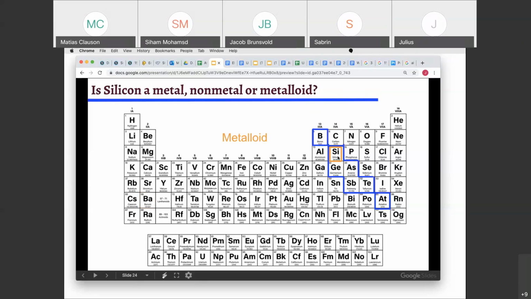Does that make sense? Julius, were you looking at sulfur? Because sulfur right here, that one's a nonmetal. It's sort of right next to it. But silicon, since it's in the blue group, is a metalloid.